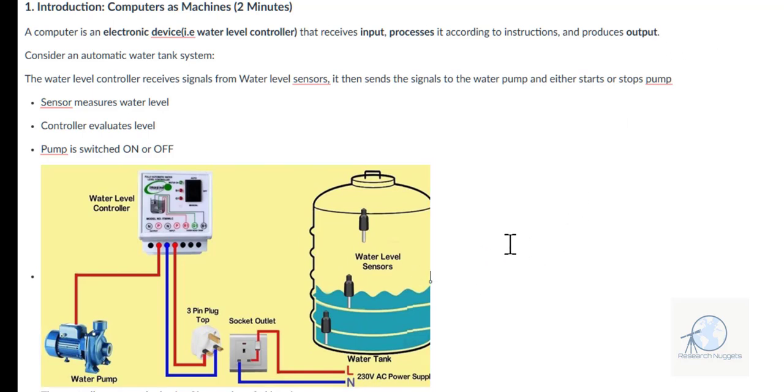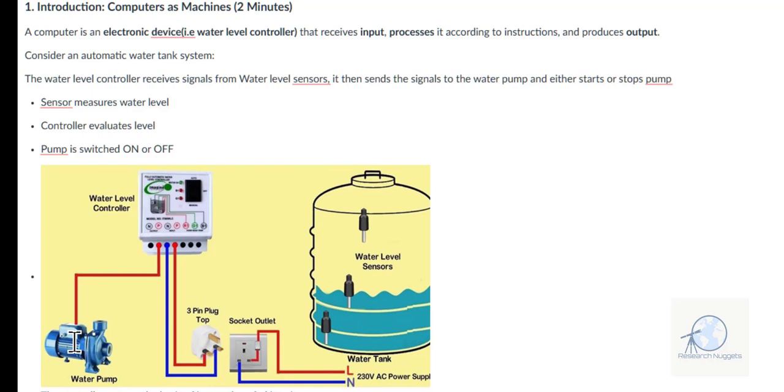So I want us to look at this particular automatic water system, or water control system, and have a look at a few things. We have a water level controller which has been placed at this particular point. This water level controller is supposed to receive signals from the water level sensors that have been placed inside that tank. Once it receives the signals, it pushes them downwards to the water pump, and informs whether this water pump ought to be switched on or switched off.